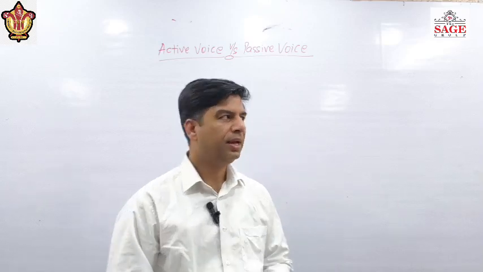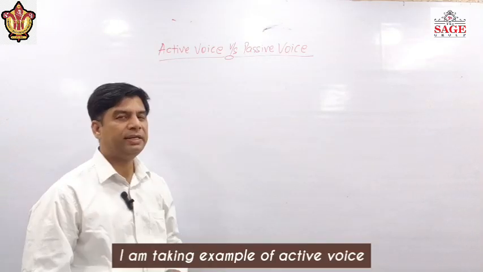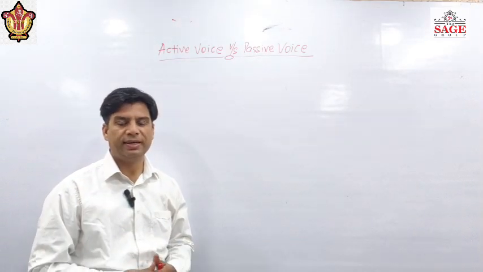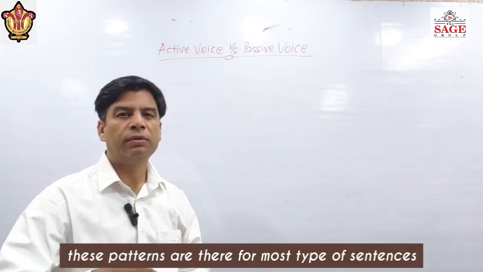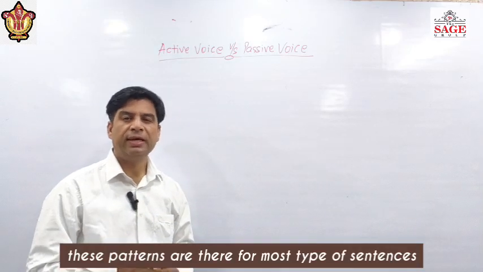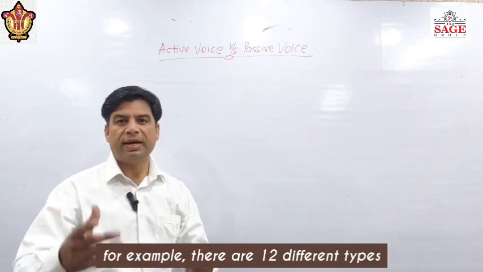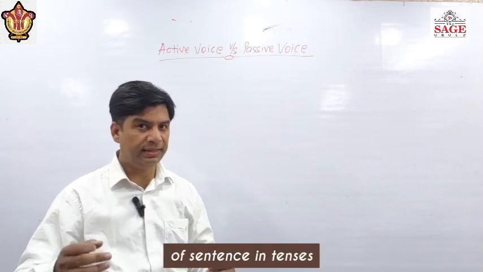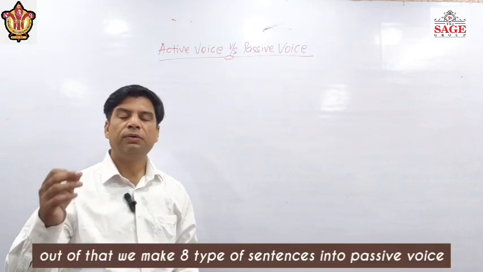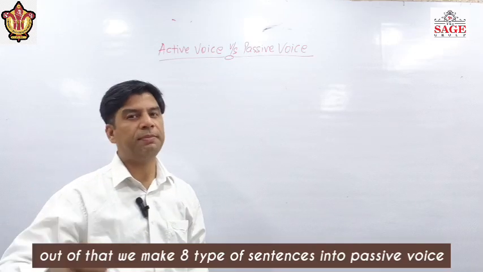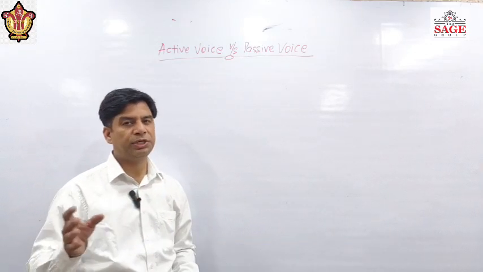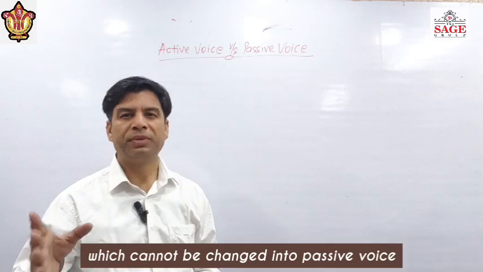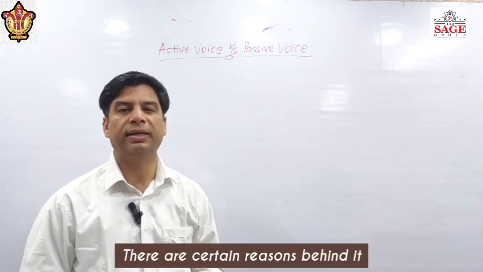So let's start. I am taking examples of active voice and passive voice. Dear students, these patterns are there for most types of sentences. It means, for example, there are 12 different types of sentences in tenses. Out of that, we make 8 types of sentences into passive voice. 4 categories cannot be changed into passive voice. There are certain reasons behind it.